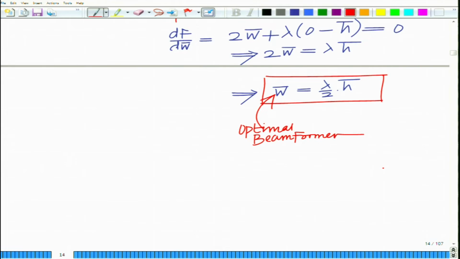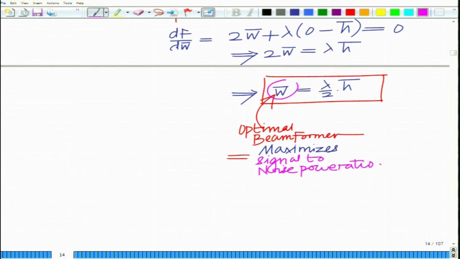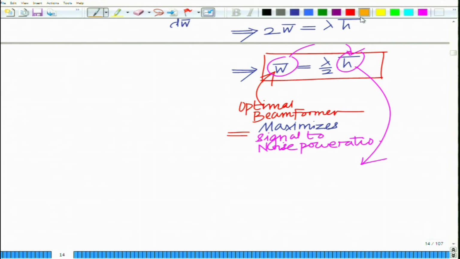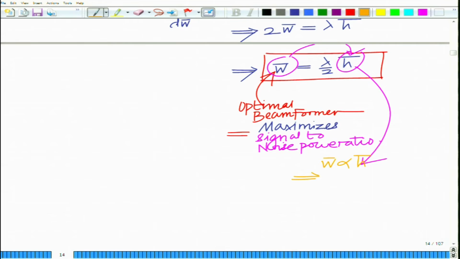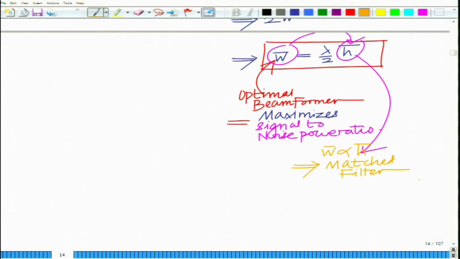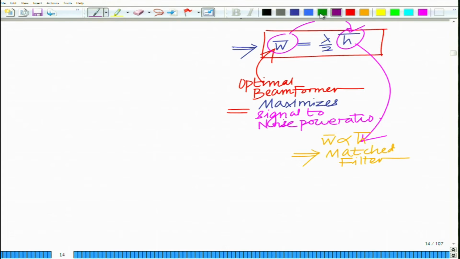Why is it the optimal beamformer? Because it maximizes the signal to noise power ratio, and you can see that the optimal beamformer is proportional to h bar. So, therefore, this is also like a matched filter. In fact, this is a spatially matched filter, because typically you have a matched filter in time, this is a matched filter across the antennas, correct. So, it is a spatially matched filter. So, w bar is proportional to h bar, which implies that this is analogous to a matched filter that you employ in a digital communication system. Now, how do we determine lambda, this Lagrange multiplier? We have to use the constraint.